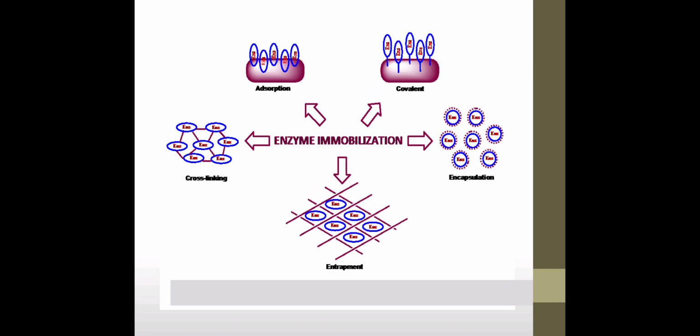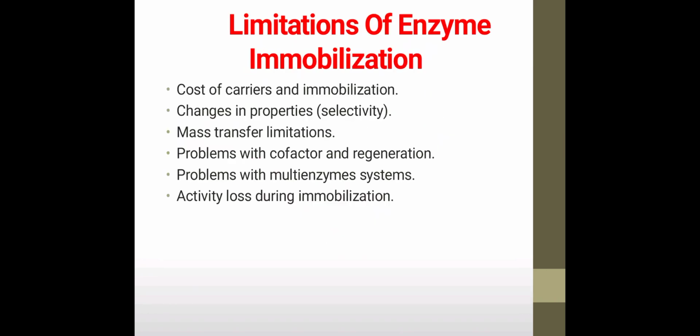In this picture, you can see the 5 different methods that we have discussed in the previous slides: adsorption, cross-linking, covalent bonding, encapsulation, and cross-linking. So these 5 methods of immobilization are commonly used for enzyme production, that is the enzyme usage in the production of a product using the substrate.